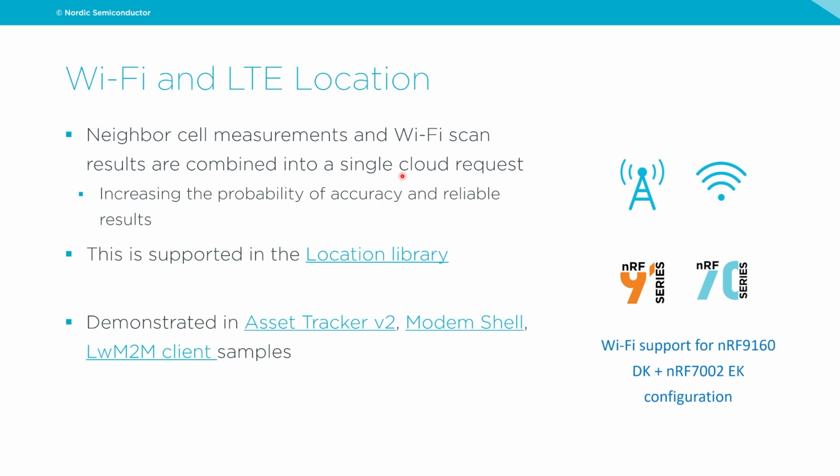Then on the cloud side, the probability of having accurate and reliable results increases. So it makes sense. You have more data, of course, so you increase the probability of having higher accuracy and more reliable results for the location that you get back from the cloud side.